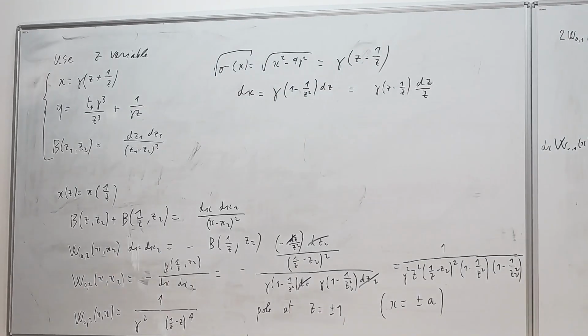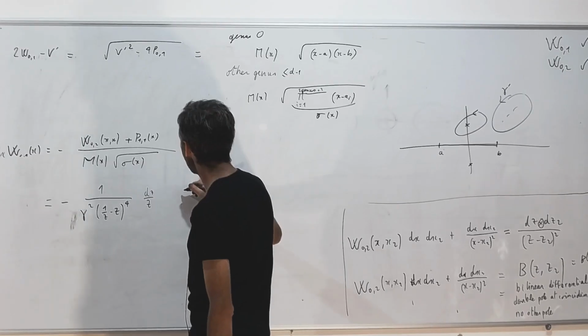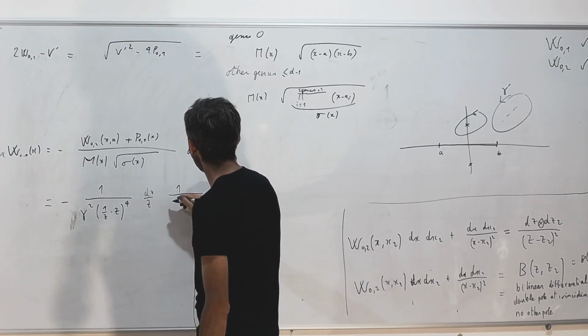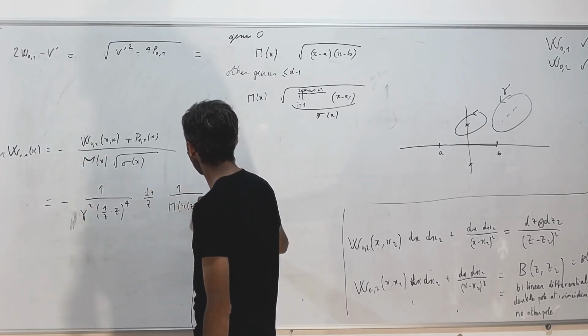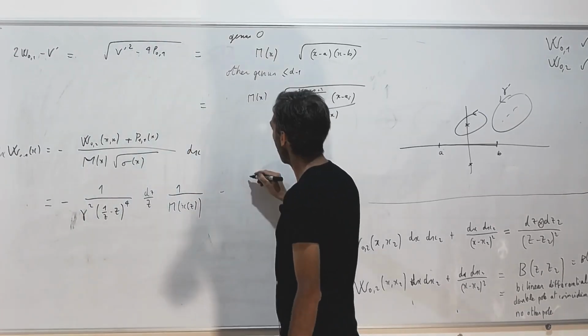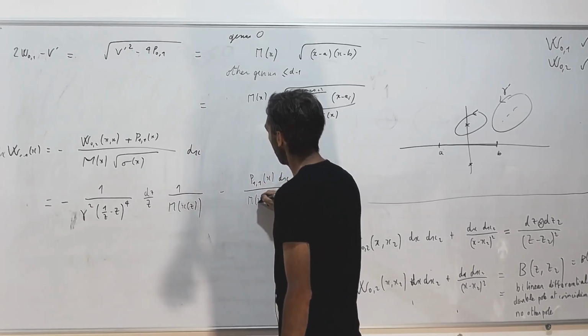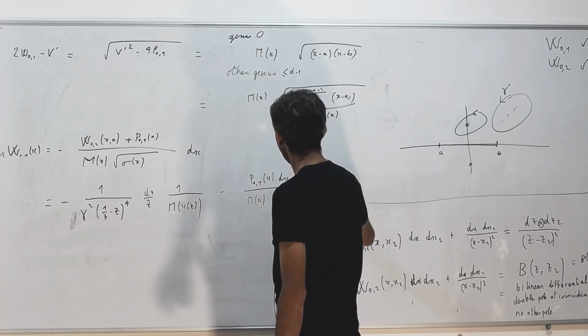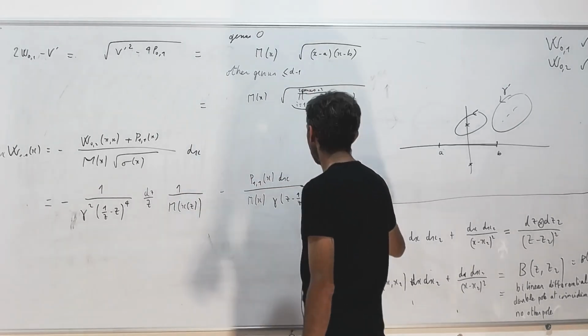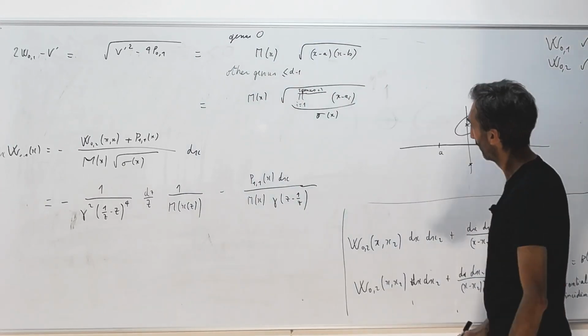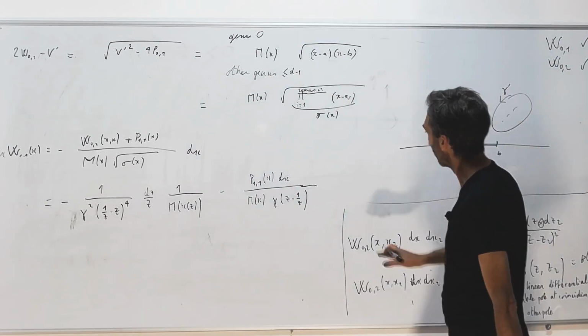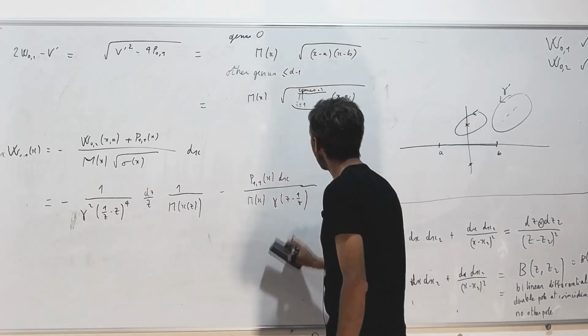Dx over square root of sigma is just dz over z. So dz over z times 1 over m of x of z minus p1 1 of x dx over m of x gamma times z minus 1 over z. Well, again, dx over that is equal to dz over z.